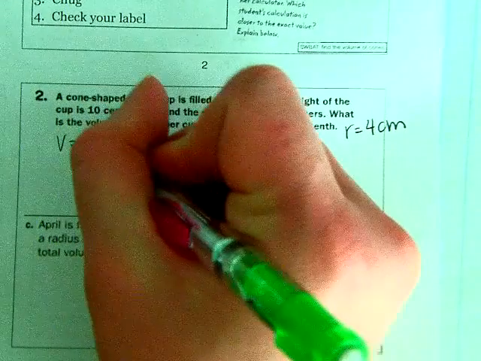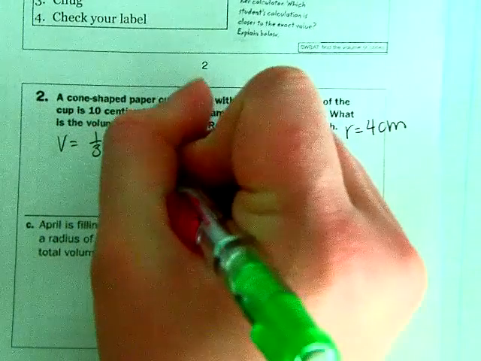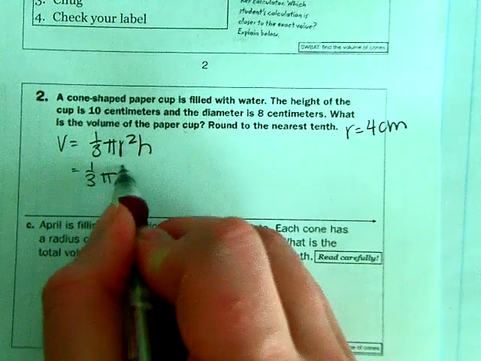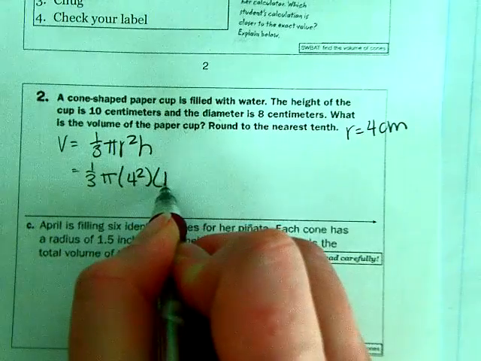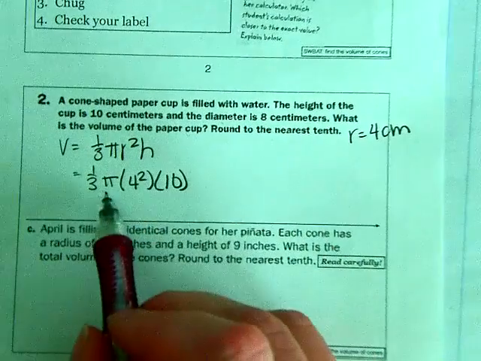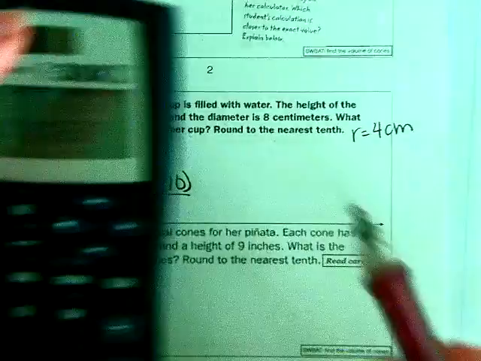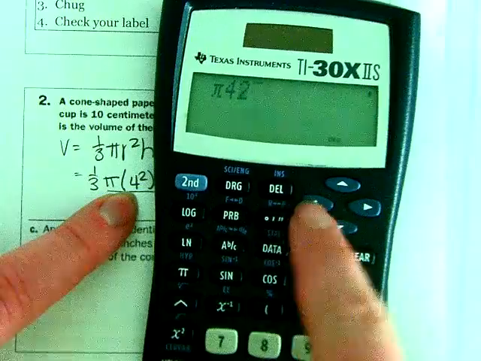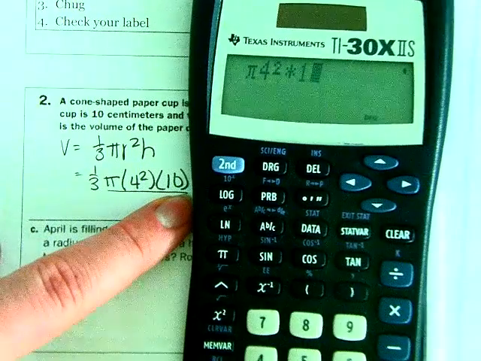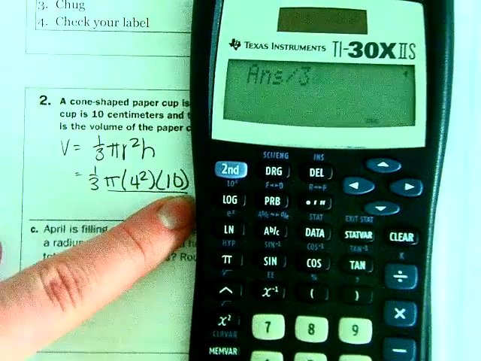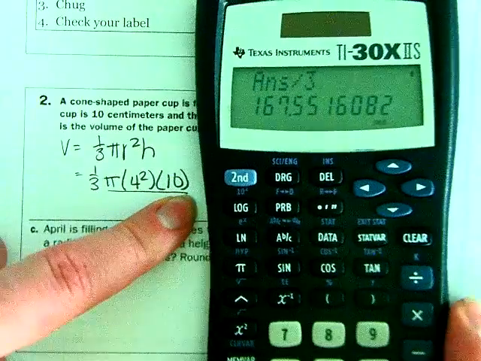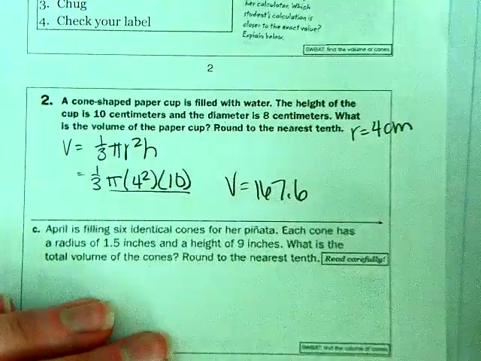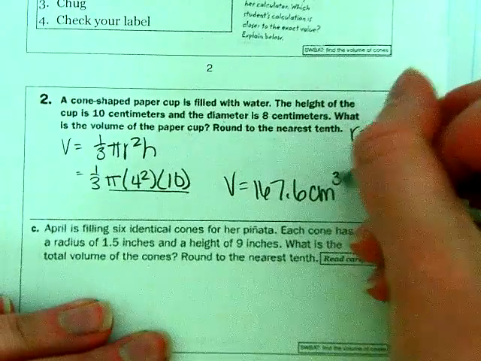So volume equals, I'm going to rewrite it a little bit different so that we can practice both ways. 1/3, but my process is going to be the same, pi 4 squared, height 10. So I'm going to type this part in my calculator, and then I'm just going to divide by 3. So pi 4 squared times 10, I'm going to take that answer, divided by 3. 167.6. The volume of this is 167.6 centimeters cubed.